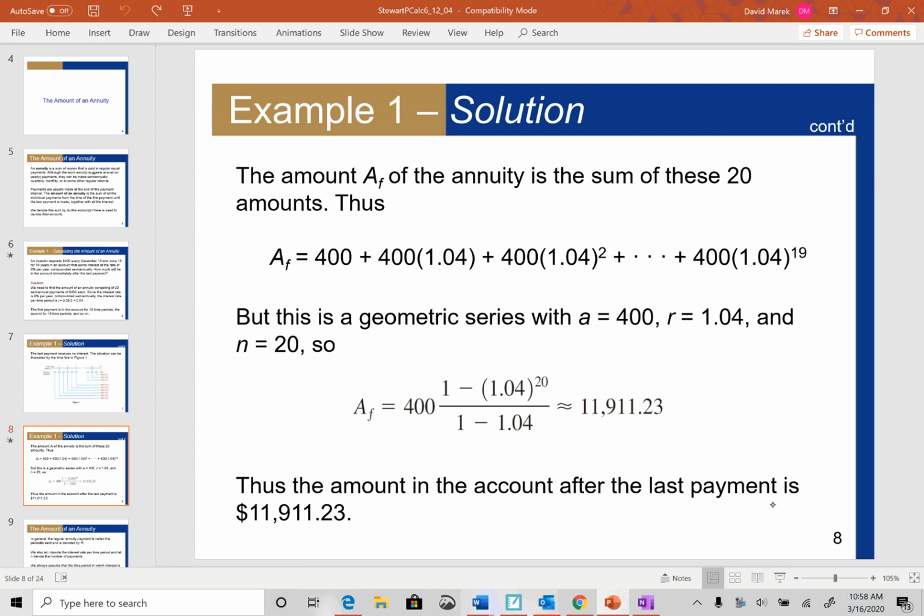So put it into our lovely little formula here for a geometric series that we saw before for the final sum.